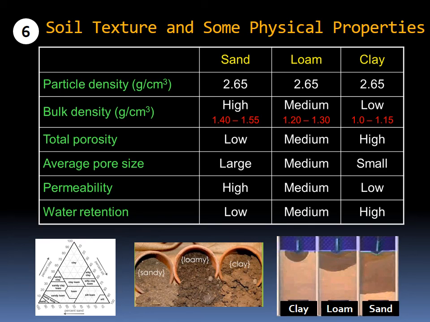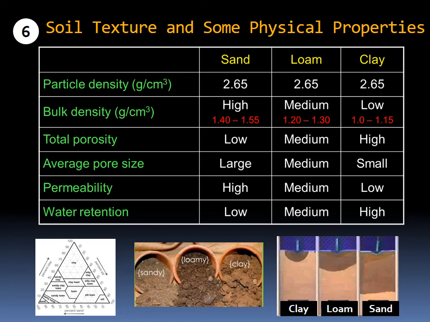Now, what are the differences between them? If you look at the particle density, it's the same for all these three soils, because particle density deals only with the particles. However, the bulk density varies. Sand has a higher bulk density compared to loam, and clay would have the lowest one, because sandy soil is made of quartz, the particles are large, you have less pores, less porosity, and therefore a higher bulk density.